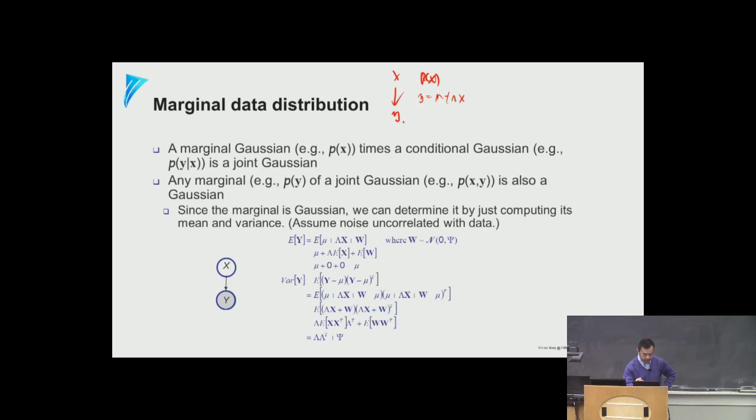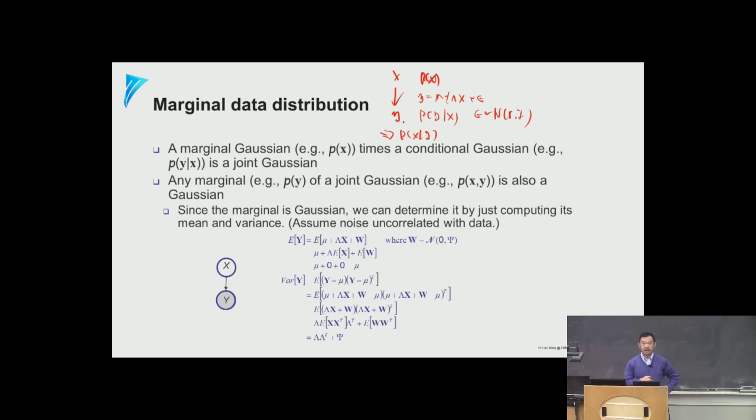Therefore, you can also write down p of y given x. Here, let's add a noise. This noise, epsilon, may follow a Gaussian distribution, say just a standard noise. And then the problem is to figure out p of x given y.